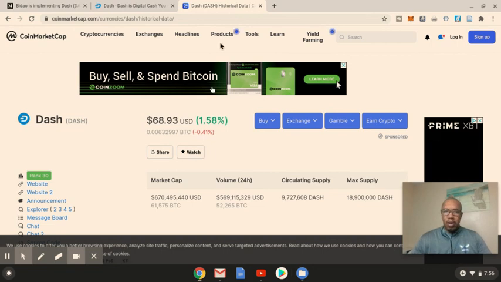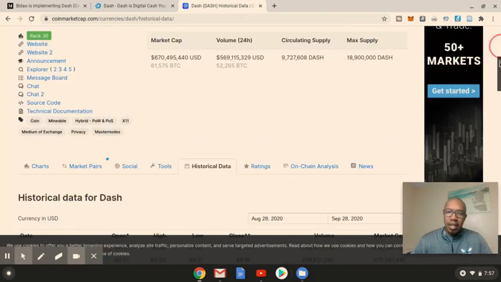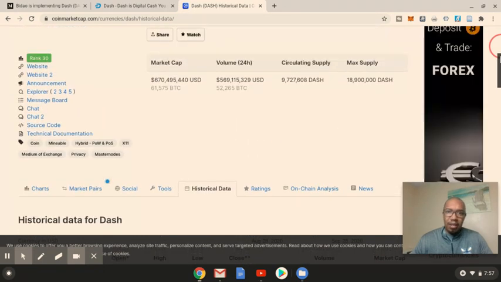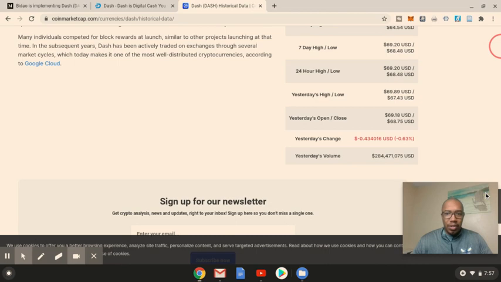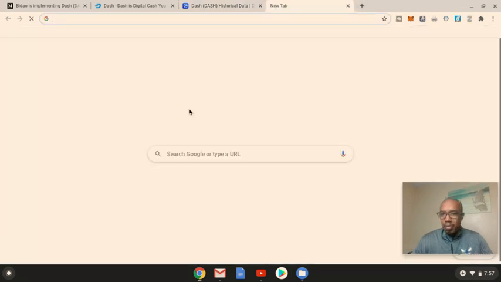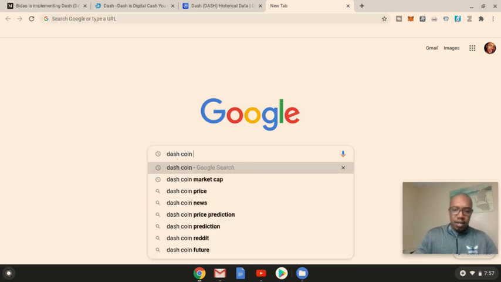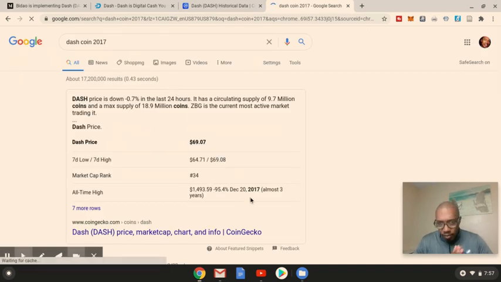So as we take a look here at CoinMarketCap, Dash is ranked number 30, which is great. Their current price is close to 70 bucks. And I mean, during 2017, this coin had some massive growth, parabolic growth. Let me see here if I can pull that up for you really quick. We'll do Dash Coin 2017, and it might have been 2018. Okay, this helps us. So December 20th, 2017, that's almost 3 years ago, the all-time high for Dash was $1,493.